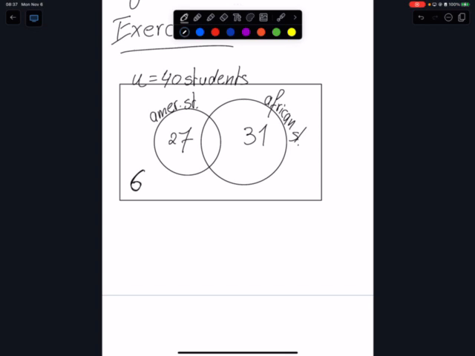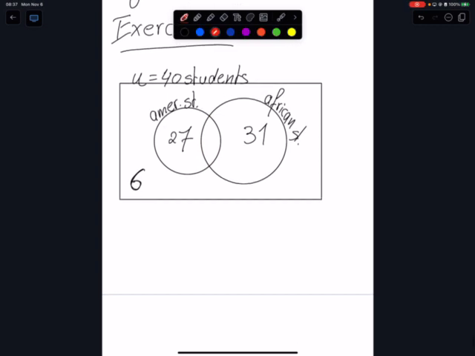Same with chapter 5. Instead of going directly to the questions, the first thing I would like to know is those who have been counted twice. Because these 27 represent everyone. And these 31 also represents everyone that has been included twice. So I need to know how many people have been counted twice.